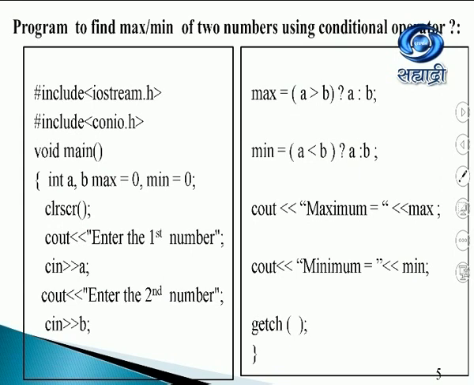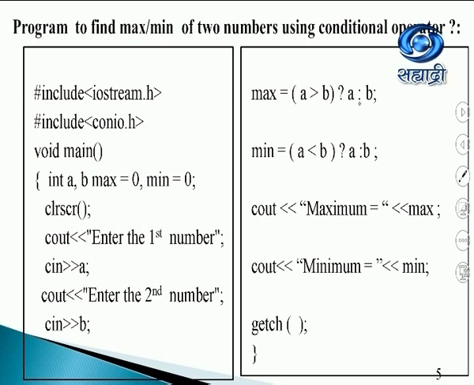So now I have taken again iostream and conio.h, and then void main. Again the same explanation. Here now I have taken four variables A, B, max and min. So again I say enter the first number A, enter the second number B. Now instead of the if-else control structure, what I have done is I have used the conditional operator.